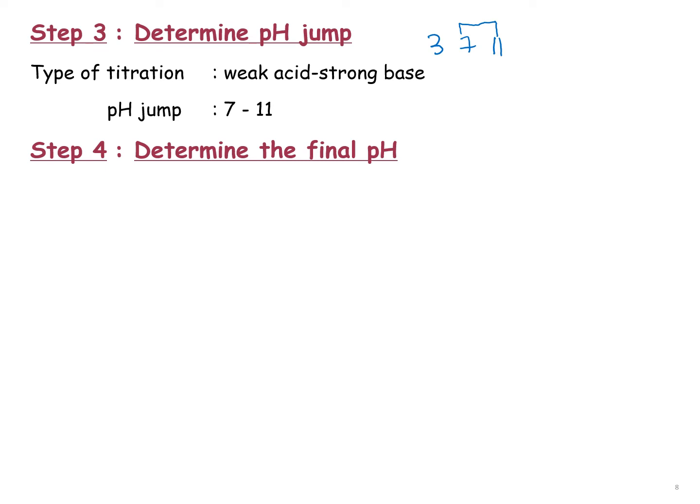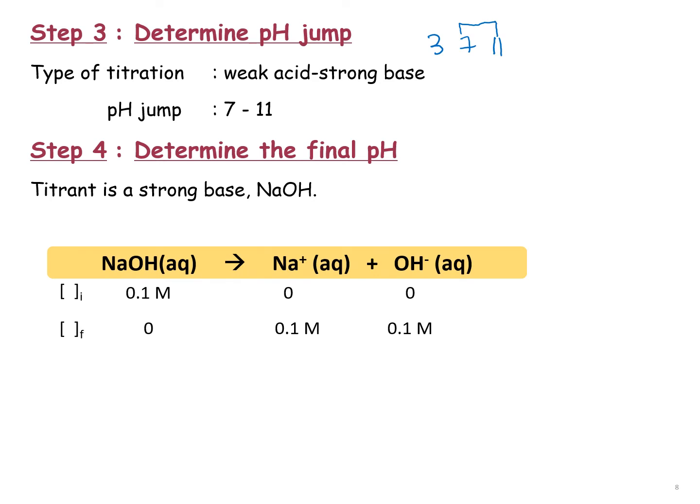Okay, the next step, determine the final pH. Okay, so final pH berdasarkan apa? Titrant kita. So titrant kita tadi adalah apa? Ingat balik dekat yang awak dah scribble. Okay, so our titrant is 0.1 molar sodium hydroxide. Okay, jadi our titrant is a strong base. So table yang kita akan buat adalah initial final table, dissociation of strong base. Okay, from here we get the value.